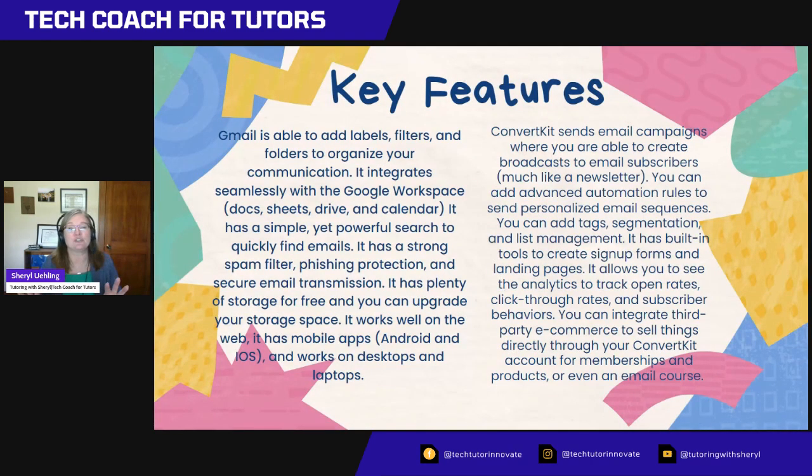Now, here are some key features. On the left side in the bold, that's the Gmail, and the non-bold, that's the ConvertKit. I've got some pictures to talk about some of this as well. But let me talk to you about Gmail first. Inside of your Gmail, you can add labels to folders for communication purposes. So you can literally organize your communications. You can filter, so if you're searching for something, you can filter things out so you can find it easier. And it just improves your communication.